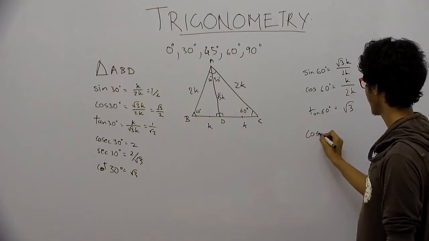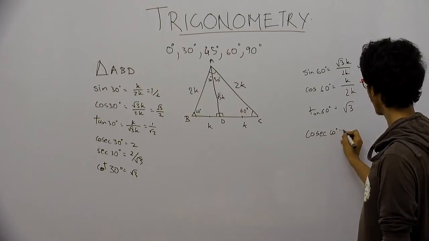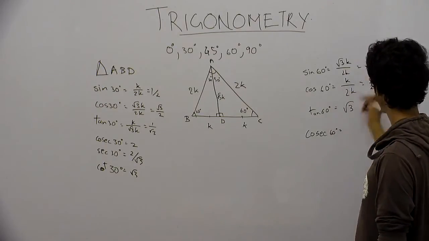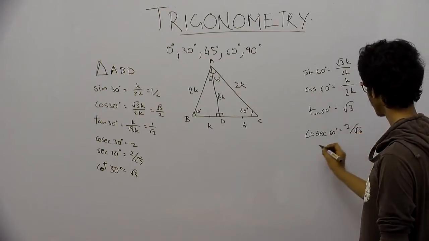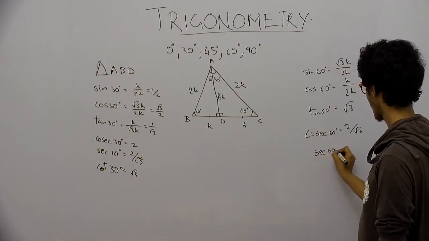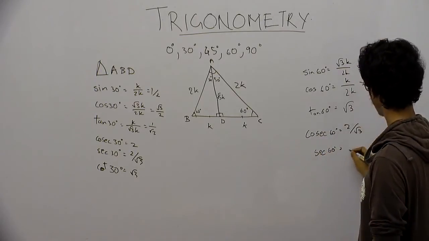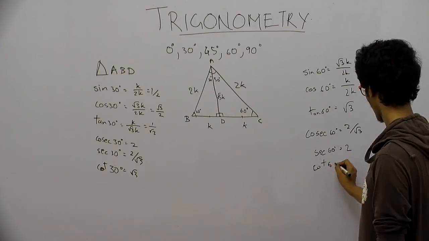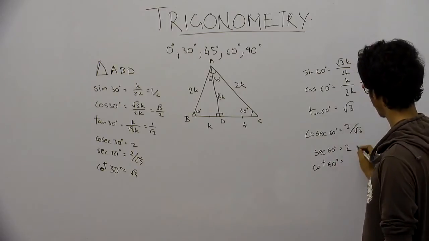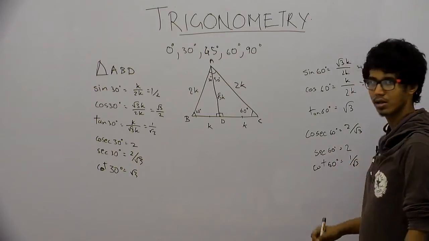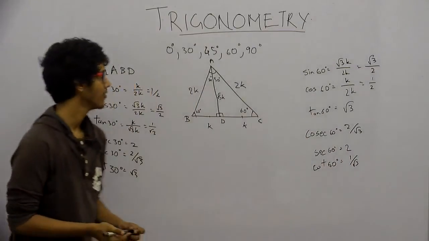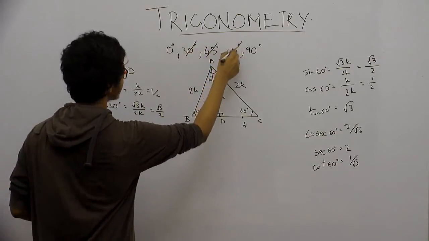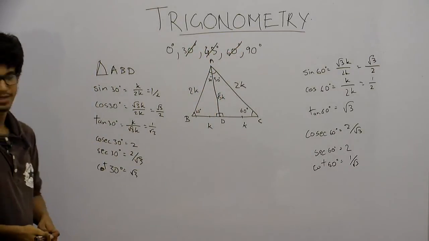Taking the inverses, cosec 60 degree equals to inverse of this, which is 2 divided by root 3. Sec 60 degree is equals to inverse of this, which is 2, and cot 60 degree is equals to inverse of this, which is 1 by root 3. Okay, now we know the trigonometric values of 45, 30 and 60. Let's do for 0 and 90.